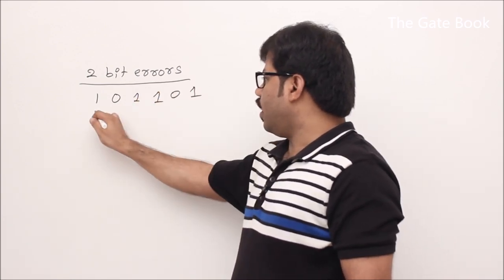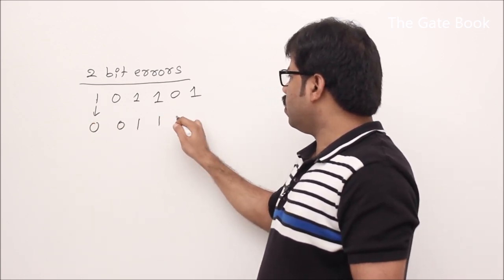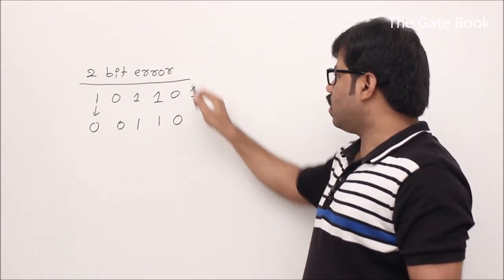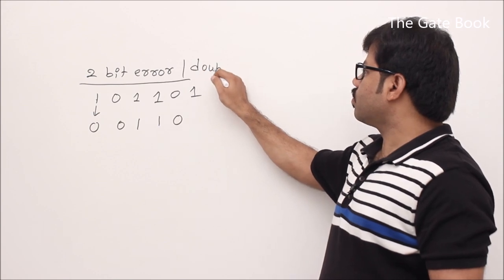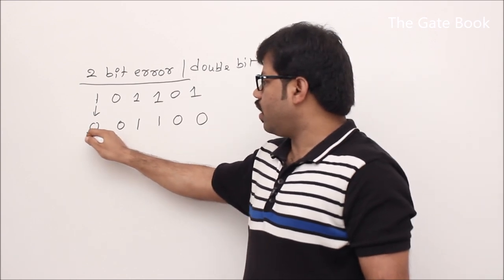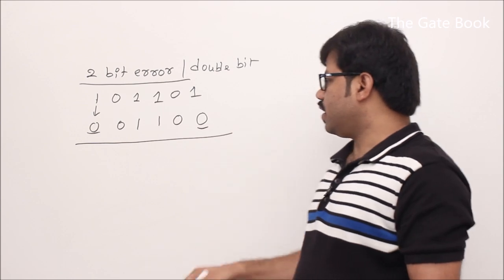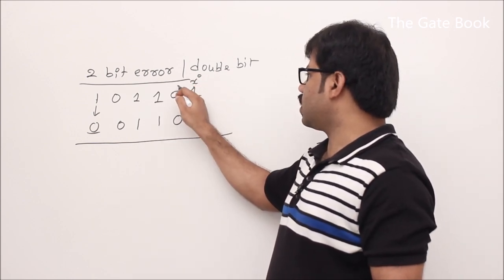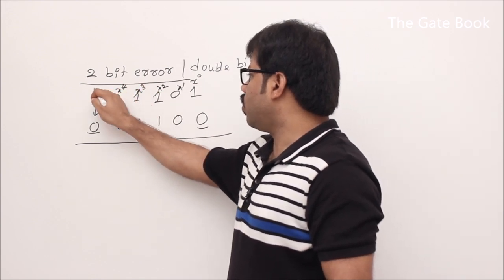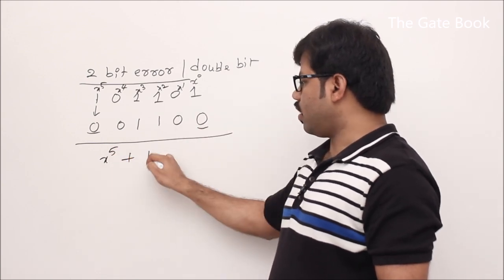101101, and let's see here 100110, exactly a 2-bit error, okay? Also known as a double bit error, where 1 becomes 0. See here, one difference here, one difference here. Then what is the error polynomial for this one? It's very easy. For that you should know the positions: x power 0, x power 1, x square, x cube, x power 4, x power 5. So it would be x power 5 plus x power 0, 1.